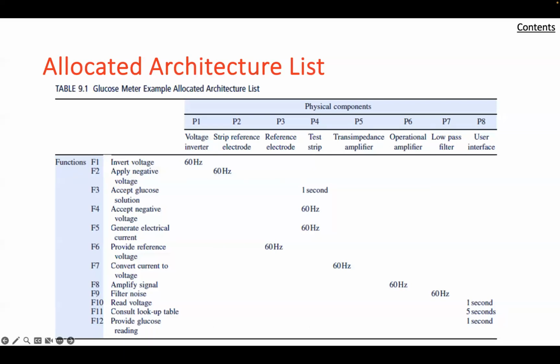Well, now let's think about the allocated architecture. This is where the functions and the physical architectures merge in order to determine if we have all of the functions and physical components properly allocated. This is a simple accounting of which functions are performed by which components within the system. An ideal allocation is one function is performed only by one component.